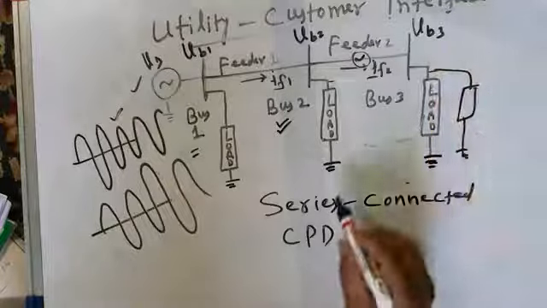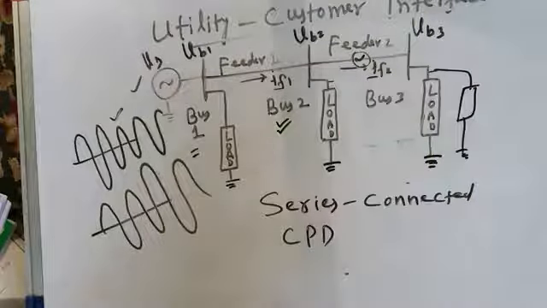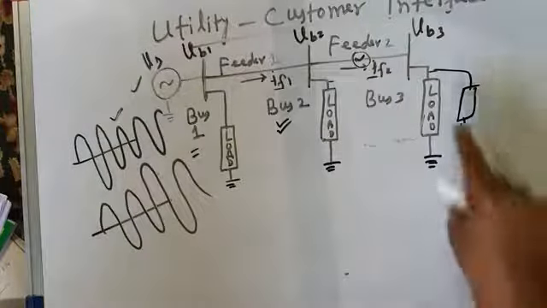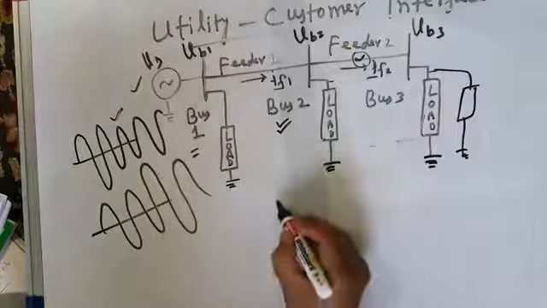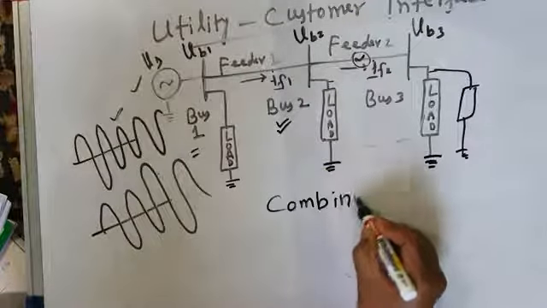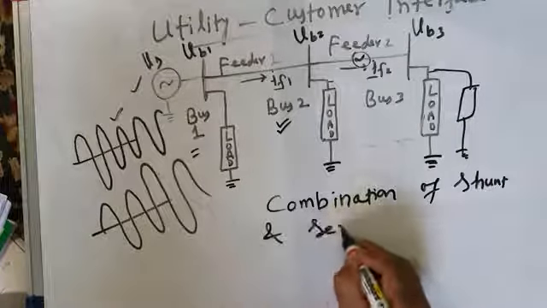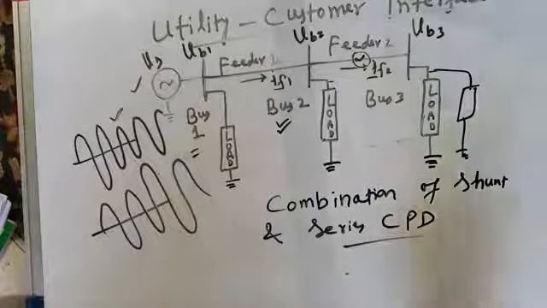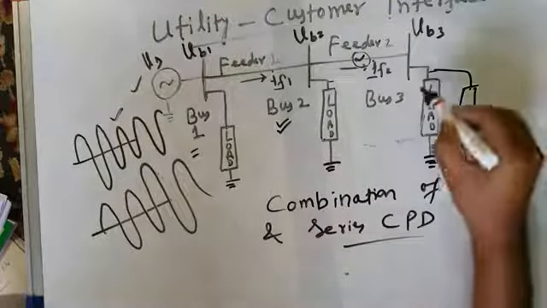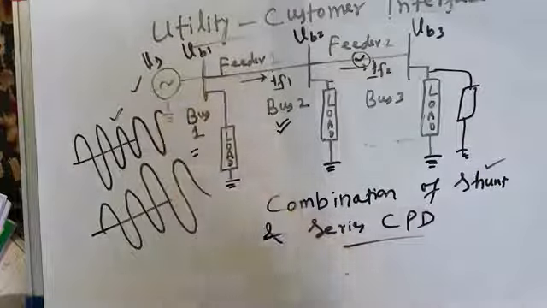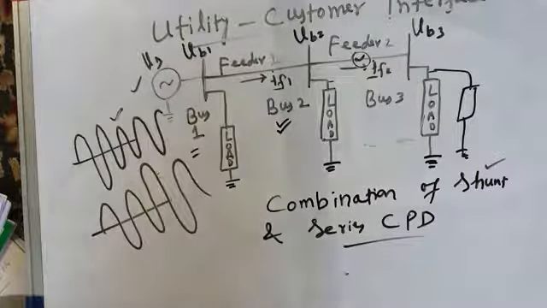For compensating the load, you need a shunt connected custom power device, and for compensating the voltage, you need a series type custom power device. Instead of connecting a shunt type custom power device separately here and a series type separately here, you have a custom power device available in the market which is a combination of series and shunt connected custom power device. It's a combination of both. So the shunt part will compensate for the load, and the series part will compensate the load voltages, and hence it will take care of current related power quality problems as well as voltage related power quality problems. I will come to that later on.